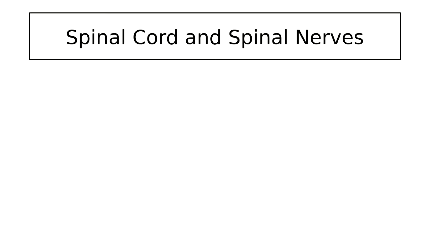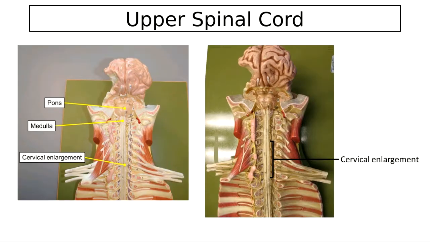So first things first, the spinal cord delivers impulses to and from the brain and the peripheral nervous system. So remember, the spinal cord is part of the central nervous system. It's between the brain and the peripheral nervous system. We will see some parts on the next couple of slides when we're looking at this model here.